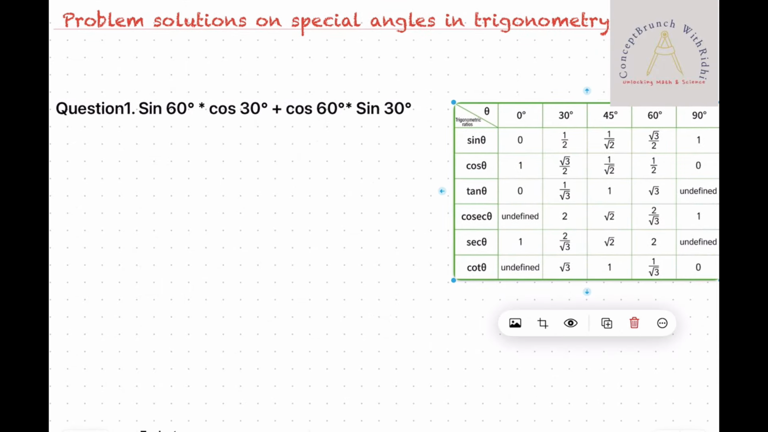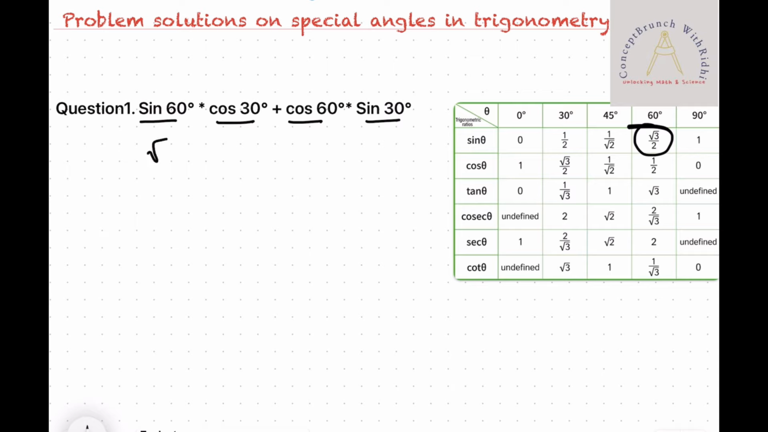Sine 60 times cos 30, plus cos 60 times sine 30. Let's find out the value. If you don't remember, see the chart. Sine 60 is root 3 by 2, so just put the value root 3 by 2. Cos 30 is again root 3 by 2. So root 3 times root 3, divided by 2, plus cos 60. Cos 60 is what? 1 by 2. So just put the value 1 by 2 times sine 30, again 1 by 2. Just put it here.